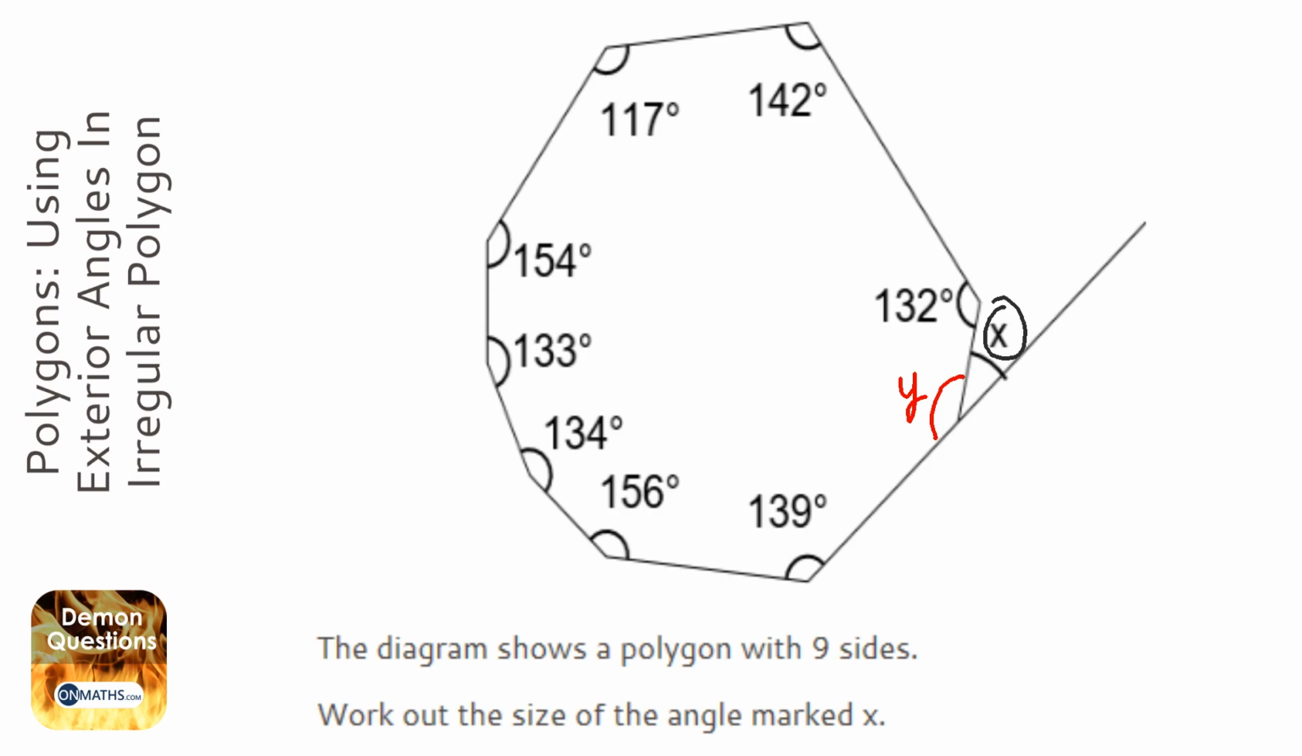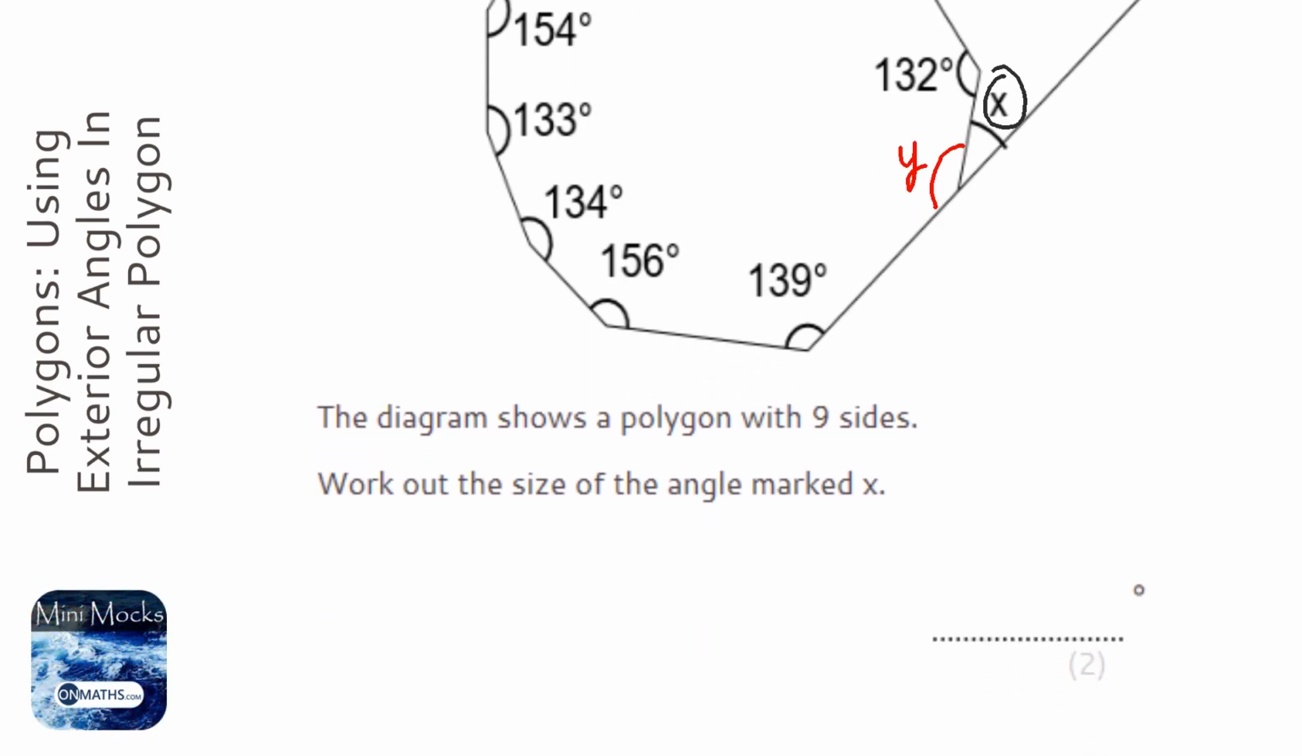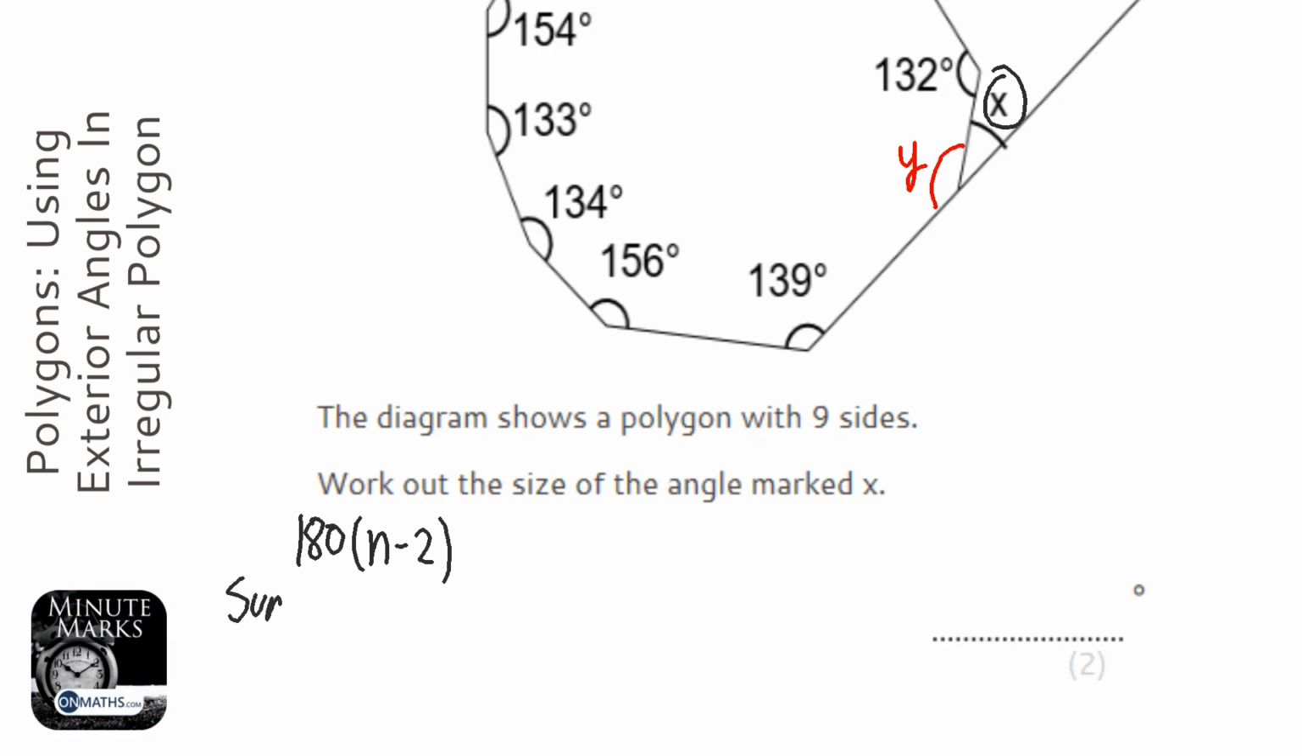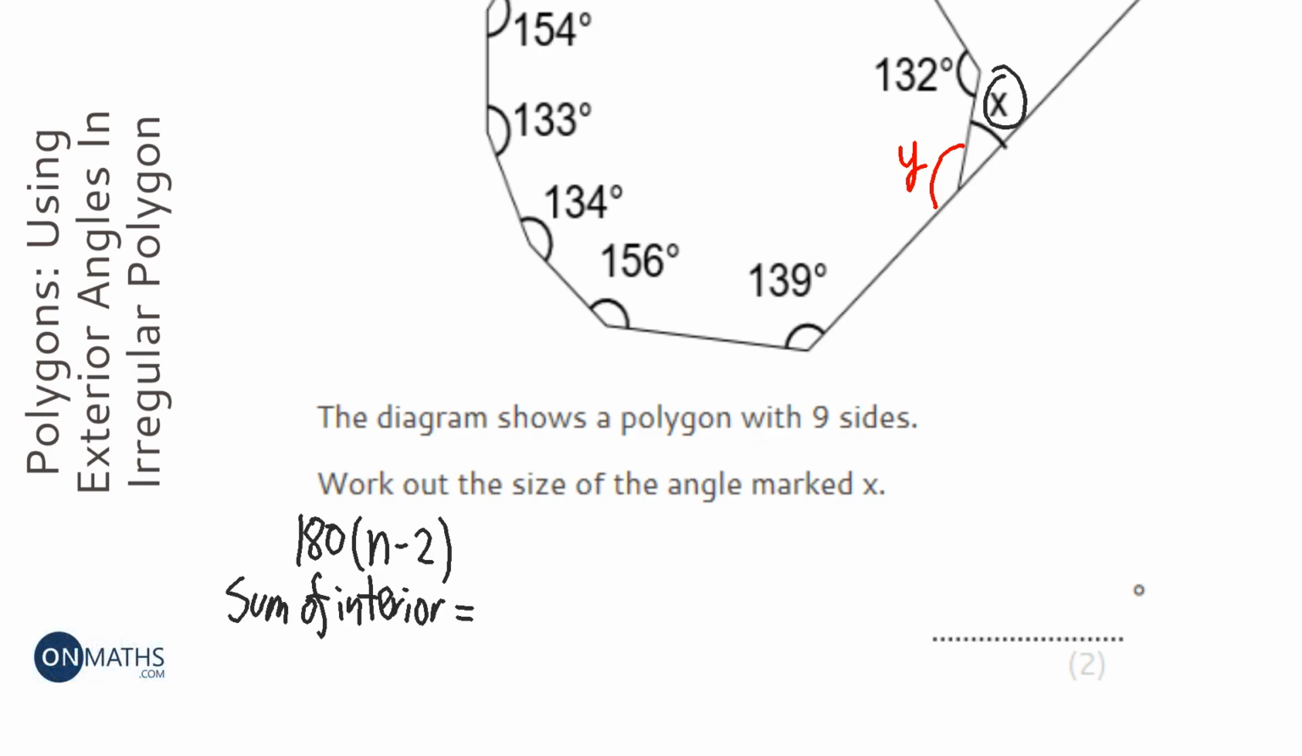Now there's multiple ways of doing this. I think we'll go through the easier method. So the first thing to do is work out what the interior angles add up to, and the formula for doing that is n minus 2 times 180, and that will give us the sum of interior angles. So I'm going to get my calculator and do 180 times, so n is 9, so it would be times 7 because that's 2 less.